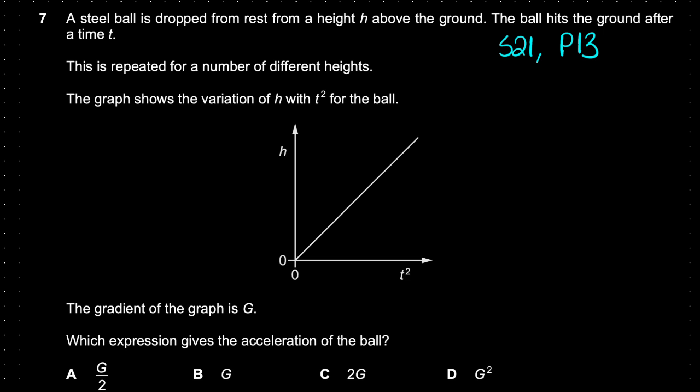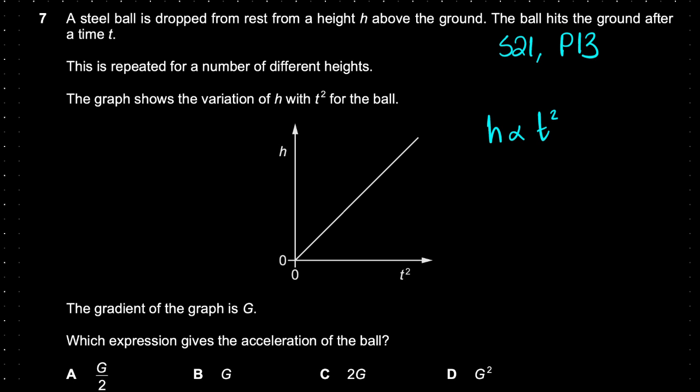A steel ball is dropped from rest from a height h above the ground. The ball hits the ground after a time t. This is repeated for a number of different heights. The graph shows the variation of h with t square for the ball. So we have height h, and we know the time is t. So the ball hits the ground after a time t. So this time t is not on the x-axis, but instead we have the square of t, so t squared on the x-axis, and we are getting this graph.